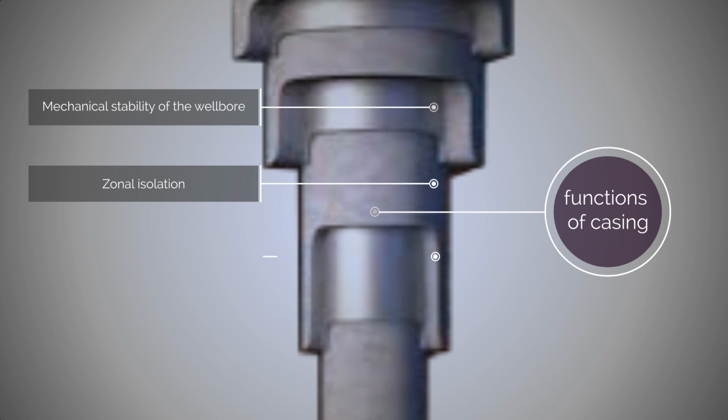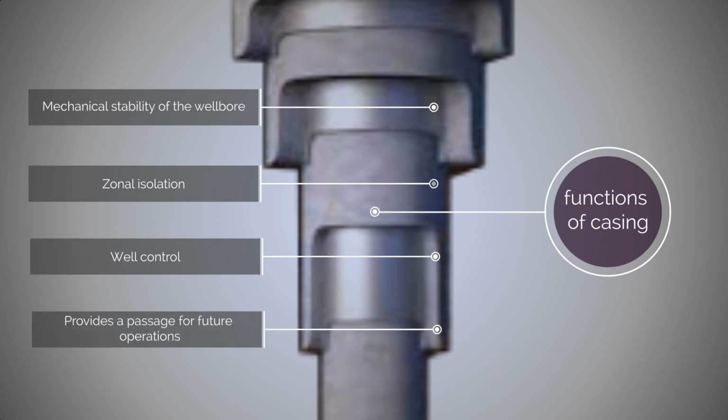Casing also plays a major role in well control. It provides pressure containment, allowing the well to safely withstand formation pressures during drilling, testing, and production. Surface casing, for example, enables the installation of the blowout preventer, which is essential for controlling kicks and preventing blowouts.